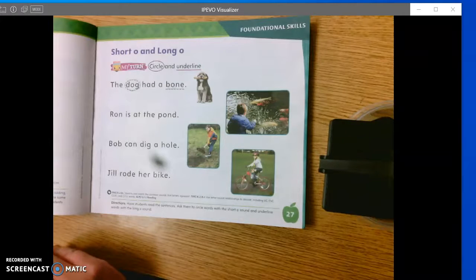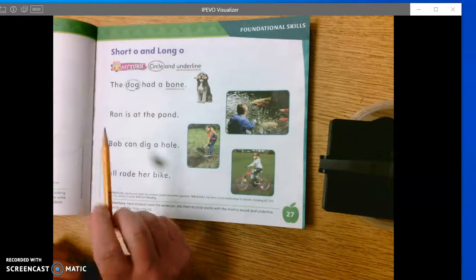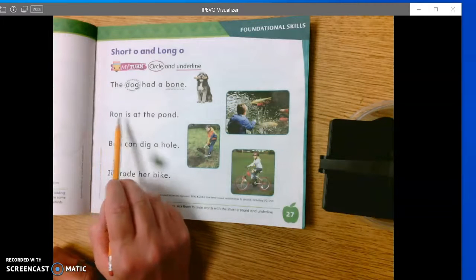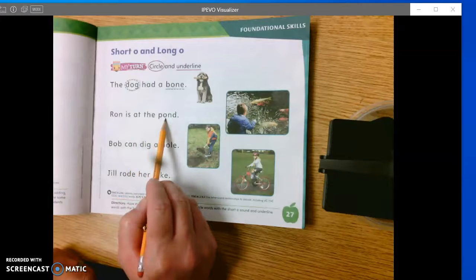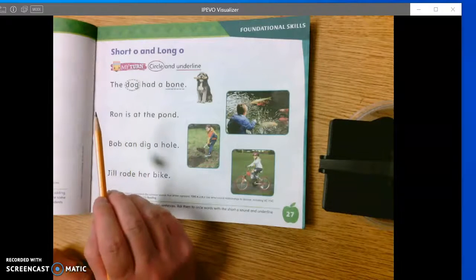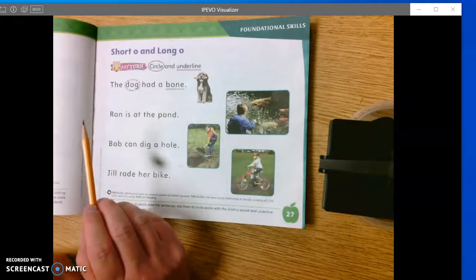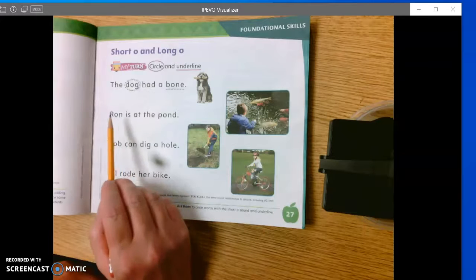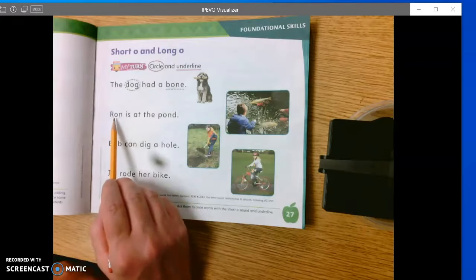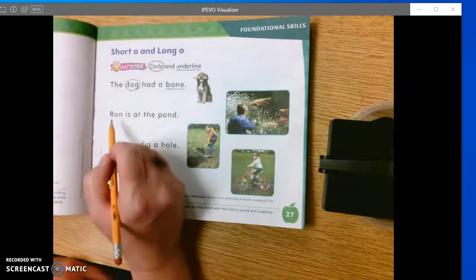Now let's go ahead and look at the rest of these sentences and look for words that have the short or long O sound. Ron is at the pond. All right. Now, did you hear there's 2 words I heard with an O sound? First one is Ron. Is that the short ah or the long O sound? That is the short O sound. R, ah, n. So we're going to circle that one.